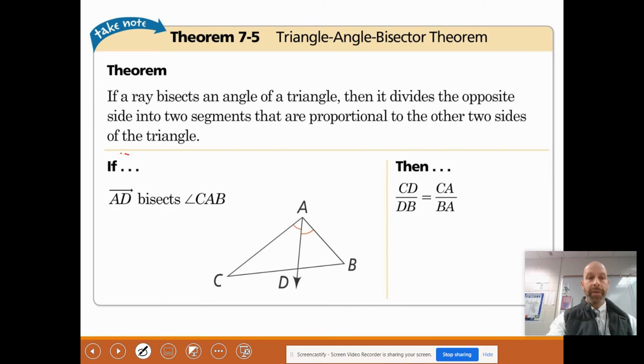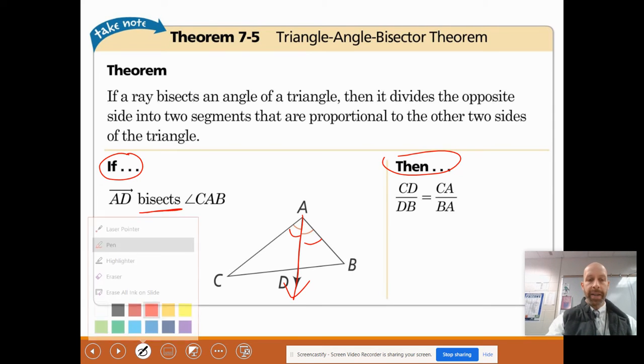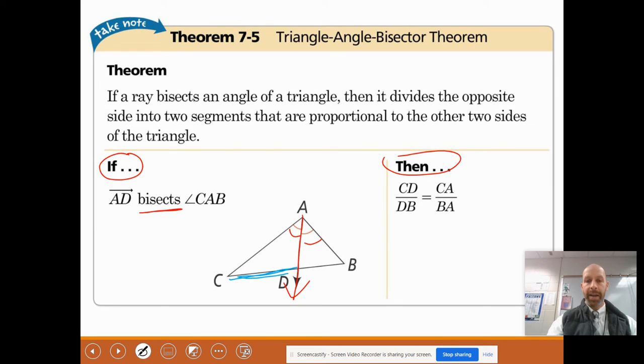Remember, we're doing this whole if-then stuff, right? So first things first, we're saying that if this ray bisects that angle, in other words, those two angles are congruent, then it's telling us, I'm going to write this down here, that CD, that's this side, CD, is to BD, or DB, as, and I'm going to do it in green, CA is to BA.